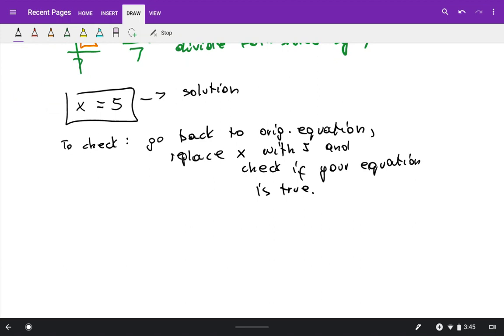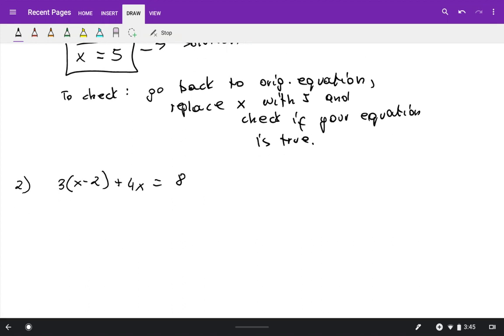Let's solve a different example. So let's solve example 2. We're going to solve the equation. So we have 3 times (x minus 2) plus 4x equal 8. So step number 1, I need to remove the parentheses. Like you see, we can use the distributive property.